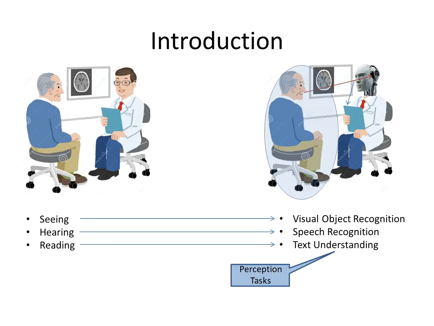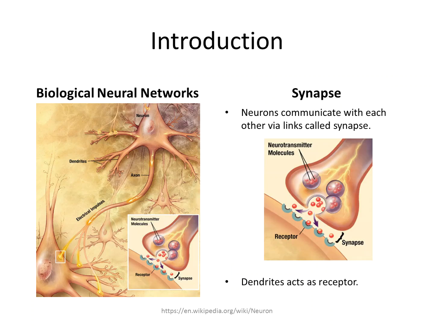So here we have similarities. In case of humans, we use the biological neurons or biological neural networks to accomplish all these perception tasks, and in the case of machines, we use the artificial neurons to accomplish these tasks. So what is a biological neural network?